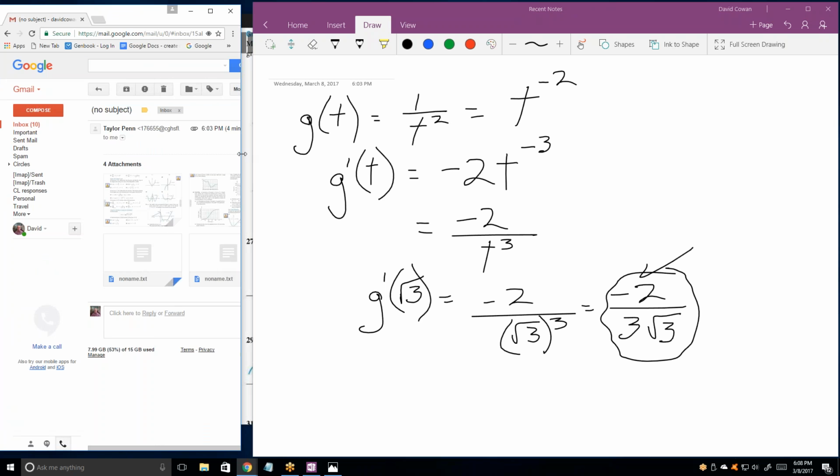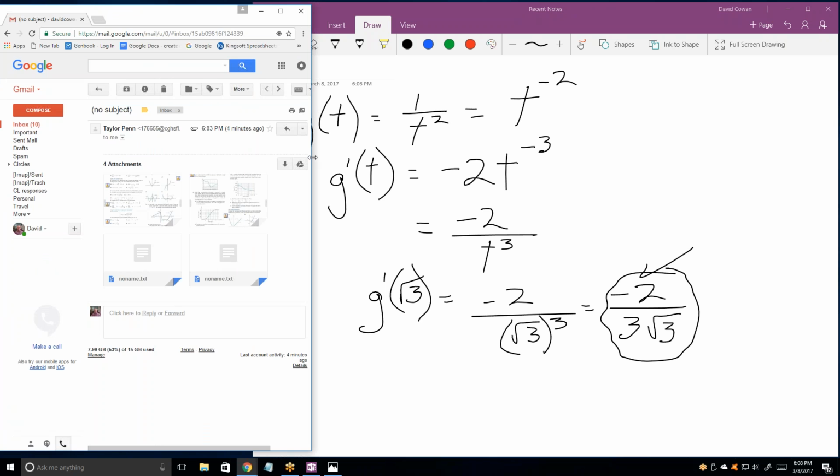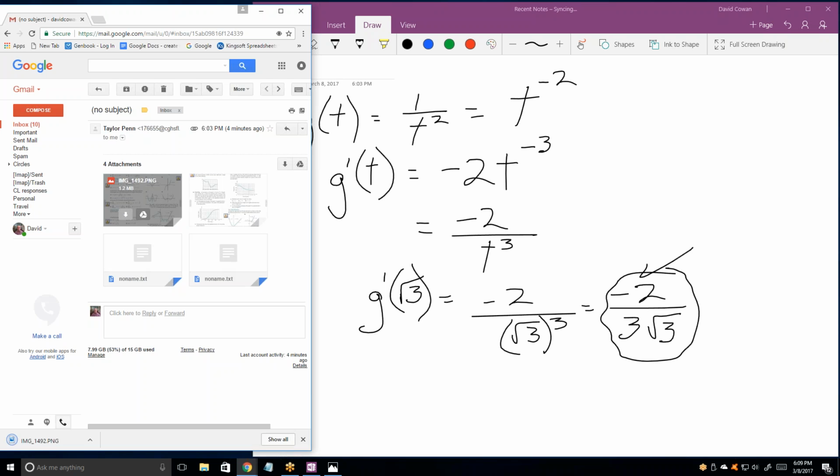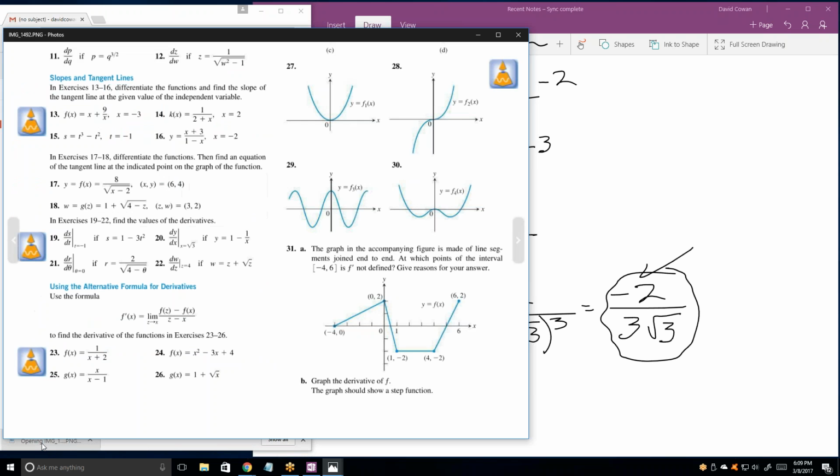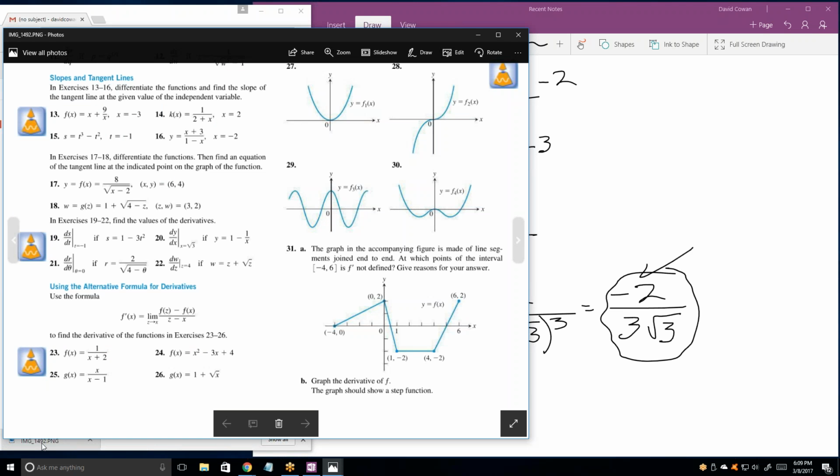Which one first? Let's do the bottom one, which is 31. I have a left and a right. Or the left one, I believe. Can you see it barely on my screen? Right. Yep, I believe the left one. All right. That one? Correct, 31. All right.